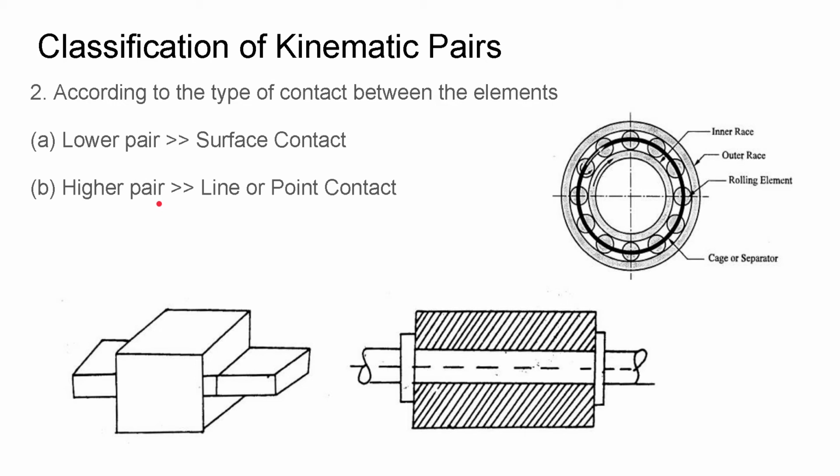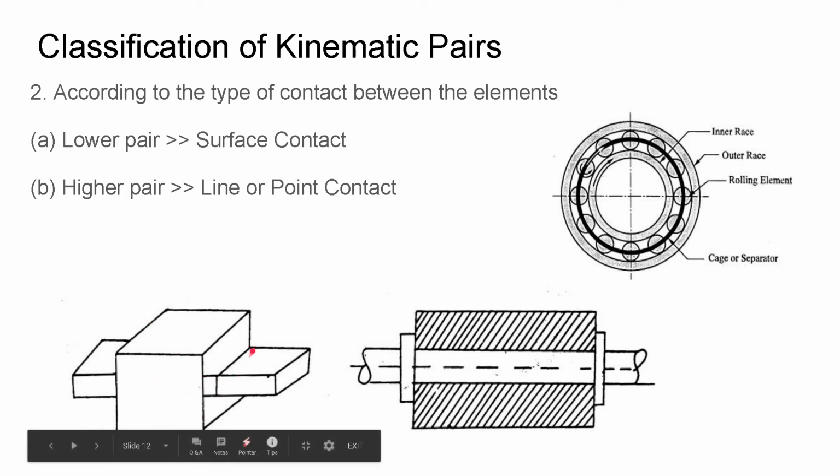So lower pair simply means that elements A and B make a pair, and those A, B are having a surface contact in between them, and this represents a surface contact. So this is A, the block which has a hole, and this B which is another block, it is having a surface contact. Or here we have a shaft which is constrained through collars, and there is a surface contact.